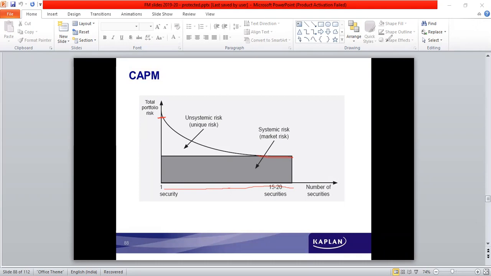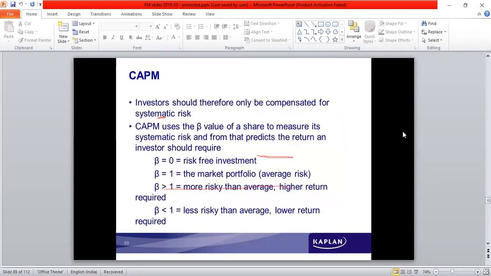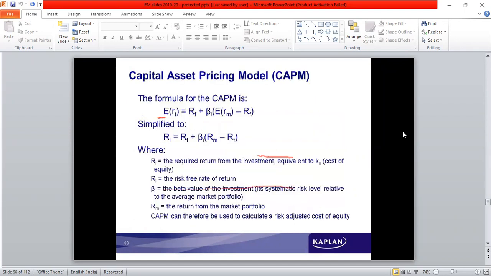Now that concept is also explained with an equation. Okay, the equation is given here. The formula for CAPM is given as: expected return on equity is equal to risk-free return plus beta into expected return from the market minus the risk-free return. I'll just explain you the formula. So this is the formula.